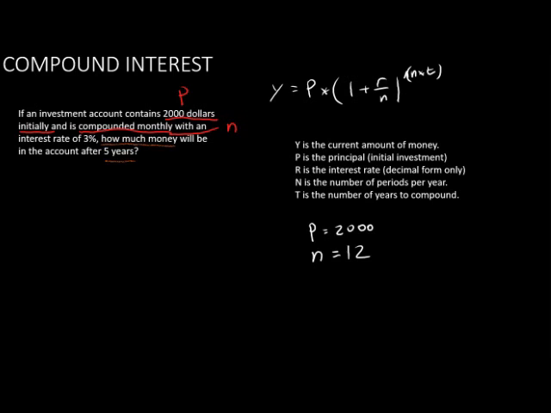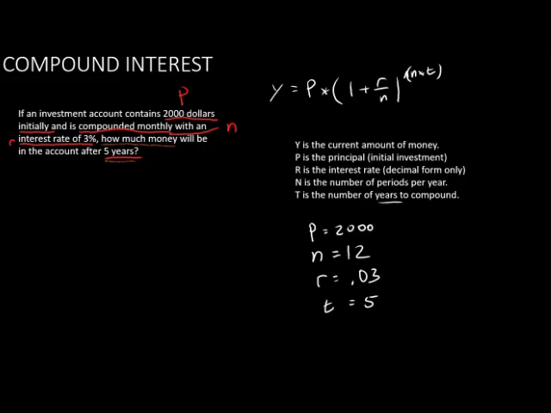We are also given the interest rate is 3%, and that is the r. However, we must change this to decimal form. So in decimal form, our r would be 0.03. We are also told that we are going to be compounding this for 5 years. Therefore, that's going to be our time, because that's our number of years, so t will equal 5.